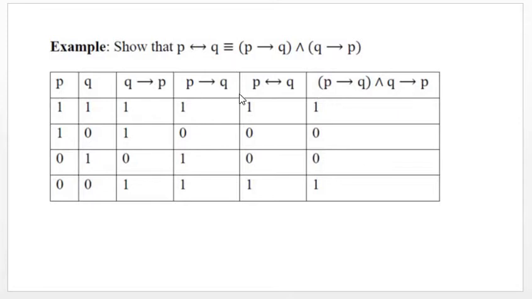So here we can see that the column corresponding to P implies and implied by Q assumes the truth values 1, 0, 0, 1, and the column corresponding to P implies Q and Q implies P assumes the same truth values, which are 1, 0, 0, 1. Therefore, P if and only if Q is logically equivalent to P implies Q and Q implies P.